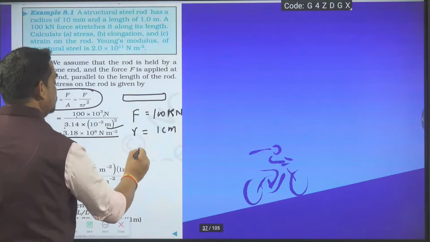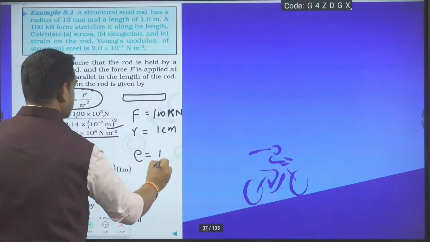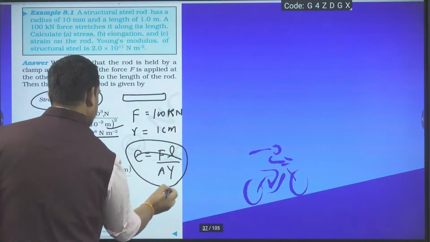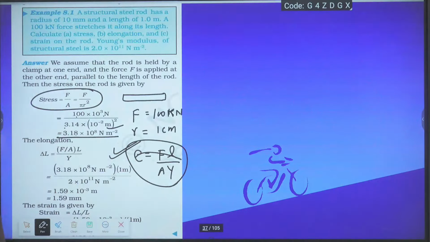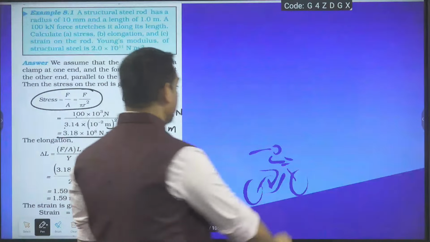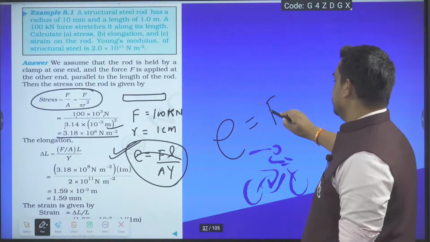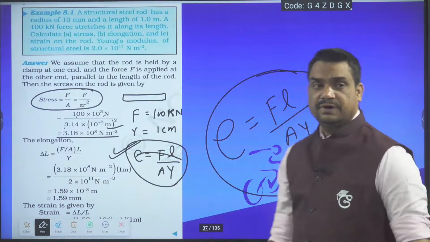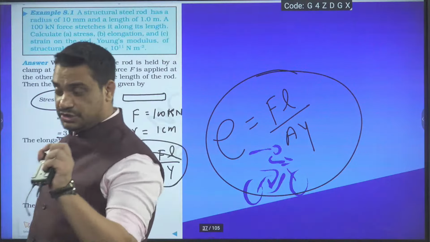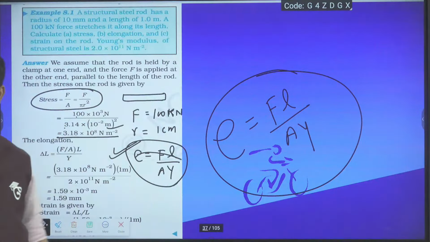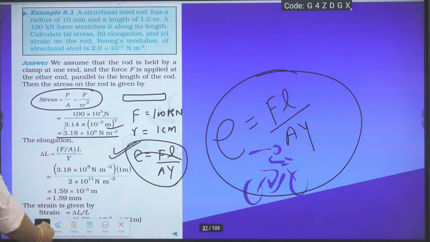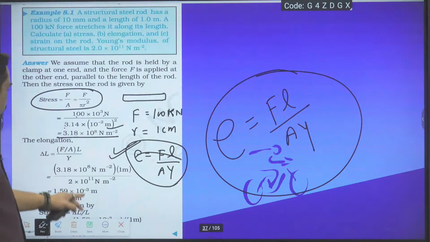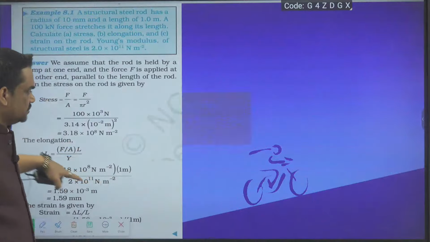For the elongation, you will always use this formula: elongation e equals FL by AY. All the time remember this. Anywhere you have to find the elongation, use e equal to FL by AY. In the whole of elasticity, if any one formula you have to use, it is e equal to FL by AY. Clear? So we can just put the data here and get the answer.